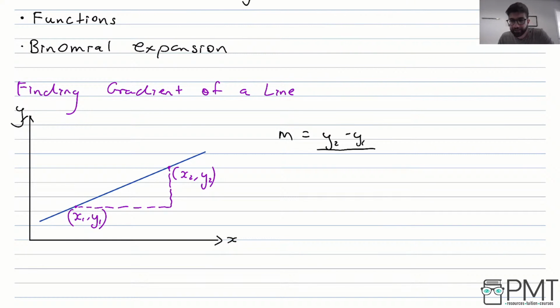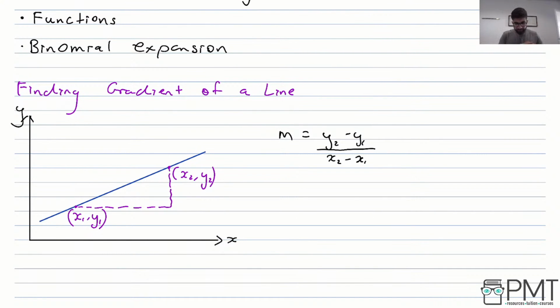Well done, Ryan and Yasmin. So we have the difference in the y coordinates divided by the difference in the x coordinates, x2 minus x1. So this is for a straight line.